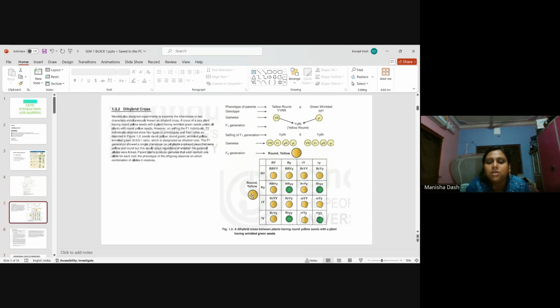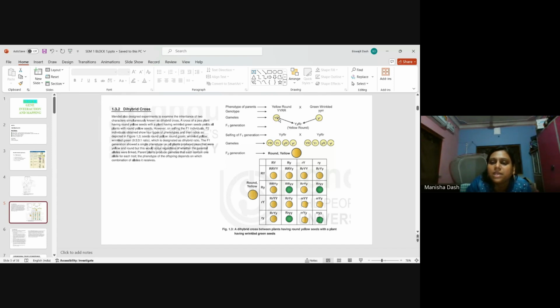So in the dihybrid cross, as you know, two contrasting characters were used simultaneously. So he chose the shape of the seed as well as the color of the seed. So the contrasting characters were actually, a slight mistake is here. It should be green and wrinkled. But here it is appearing yellow and brown. So it should be green and wrinkled like this.